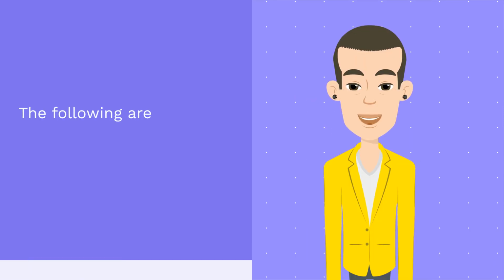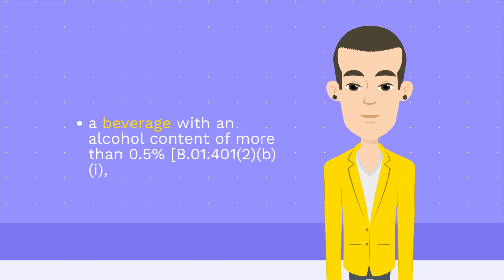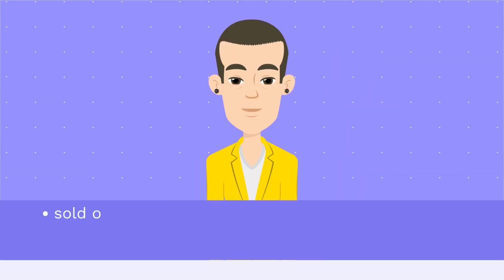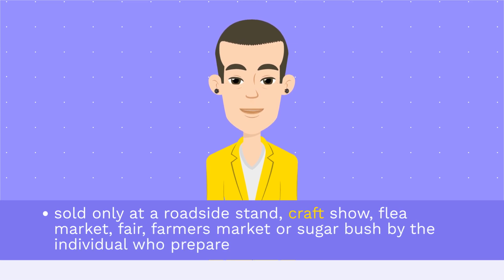The following are examples of food exempted from having an NFT. A beverage with an alcohol content of more than 0.5%, B.01.412 BI, F. Food sold only at a roadside stand, craft show, flea market, fair, farmers' market or sugar bush by the individual who prepares it.